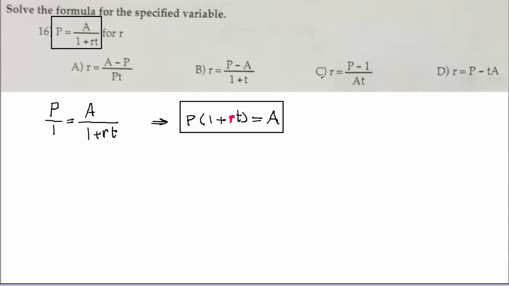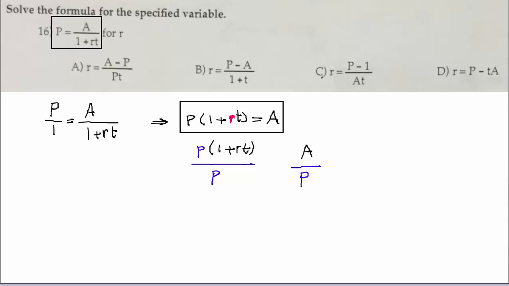Can somebody tell me what would be a next step here? How do you isolate this R? What do we do to eliminate everything else attached to R? Divide by what? No, not divide by R. Divide by P, right? We can eliminate the P. If I divide both sides of the equation by P here, you can see that I would get rid of that P. I can move the P to the other side of the equation, in other words.